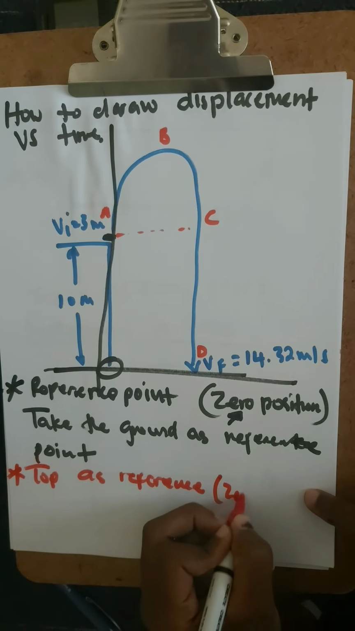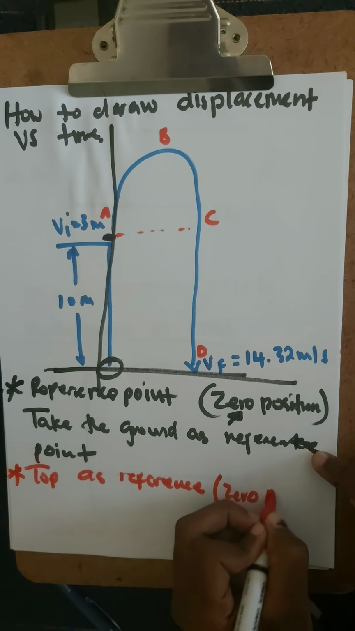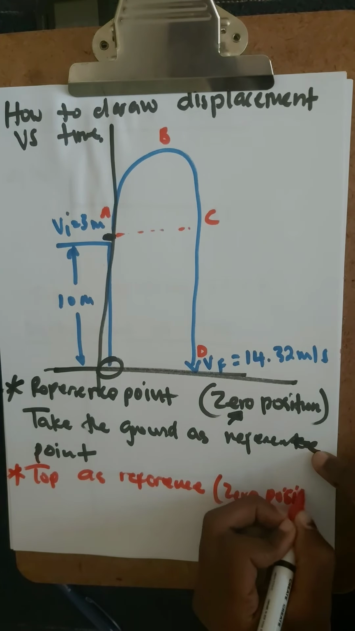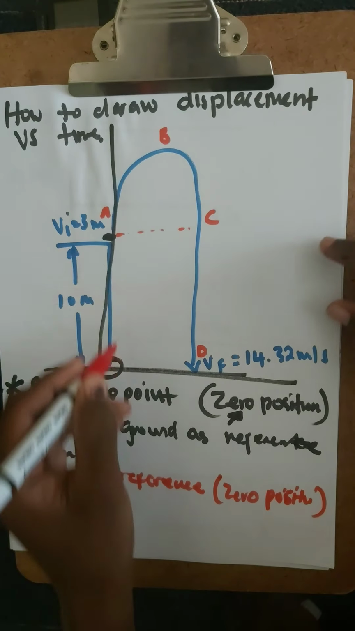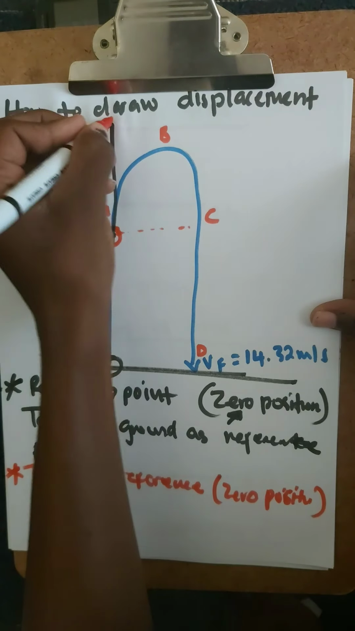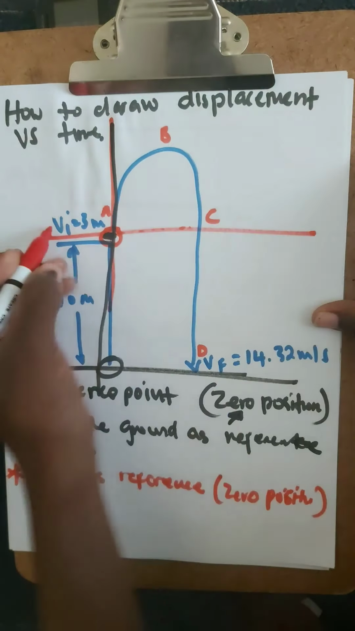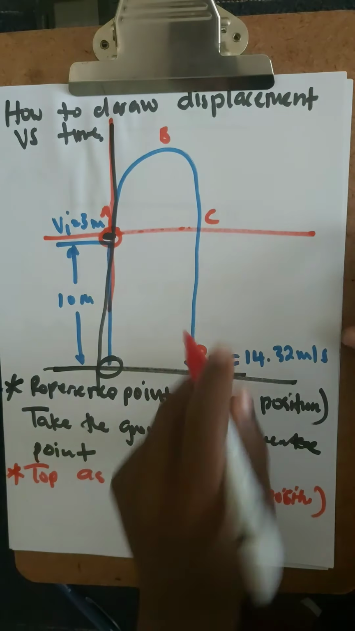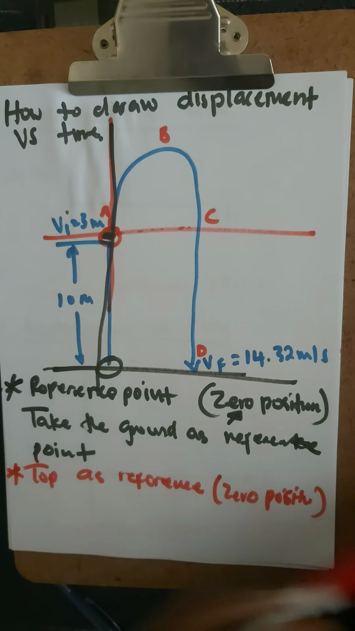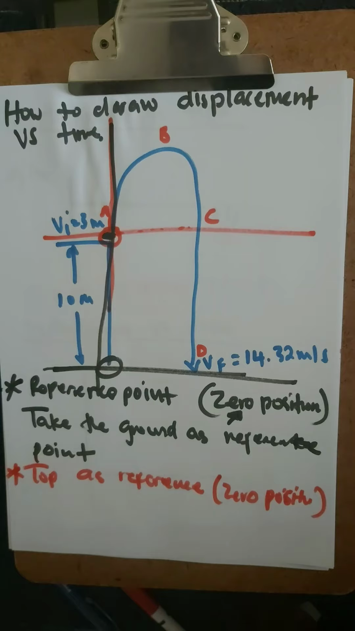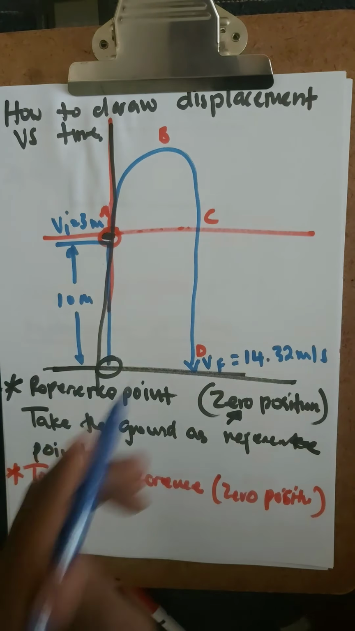Top as reference. Top becomes your 0 position. Okay? So since the top becomes your 0 position, you're going to observe the motion and then the rest is going to be what? The rest is going to be negative. Okay. So before now we can sketch the graph B.